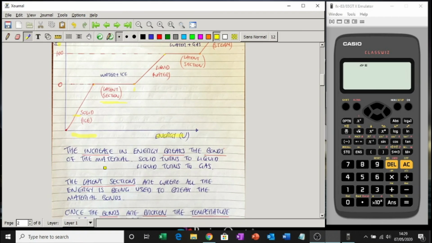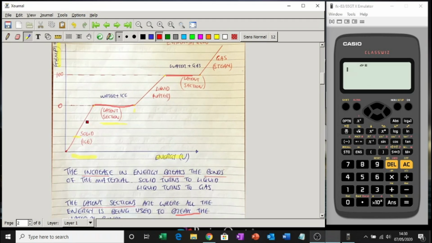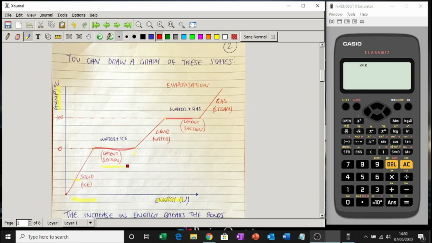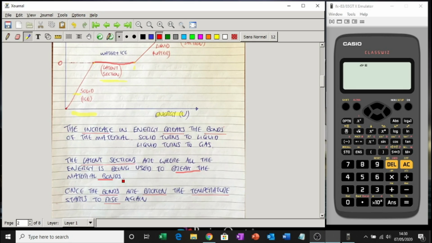Phase diagram. So the increase in energy breaks the bonds of the material. Solid turns to liquid, liquid turns to gas. The latent sections, which are these bits here, look, are where all the energy is being used to break the material bonds. So this is latent heat of evaporization. Latent means hidden, hidden heat. So the latent sections are where all the energy is being used to break the bonds.